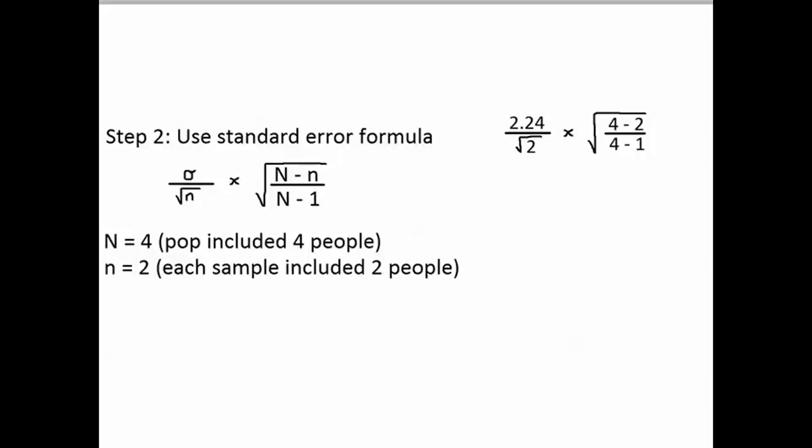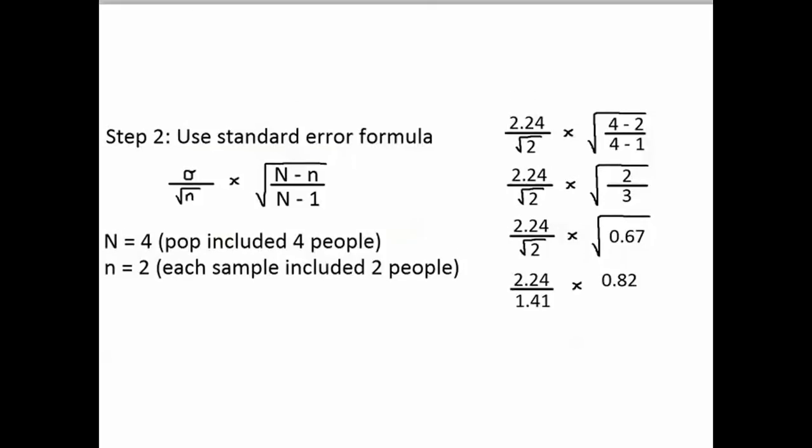Now we can go through the steps of figuring this out. So first we have to do 4 minus 2, that's 2. Then on the bottom, 4 minus 1, that's 3. Then under the fraction, we divide 2 by 3. 2 divided by 3 is 0.67. Then we just find the square root of 0.67. It's 0.82. Just put this under a square root sign and it comes out to 0.82.